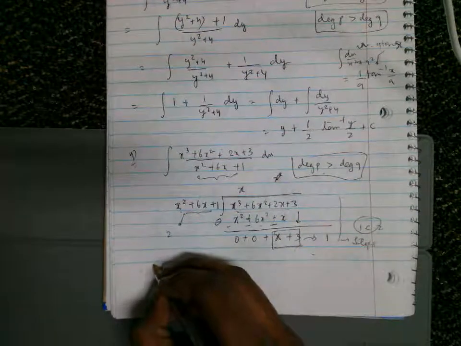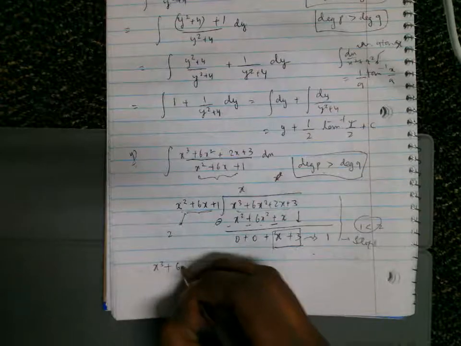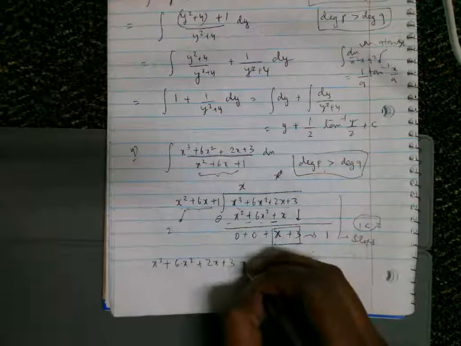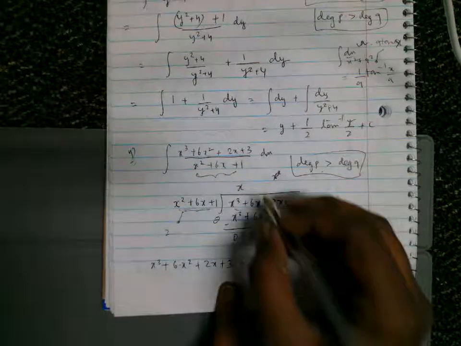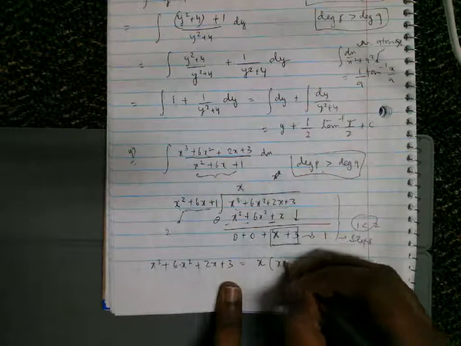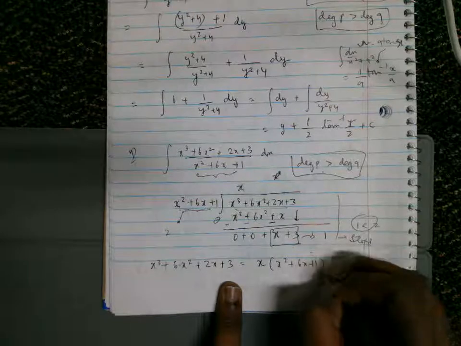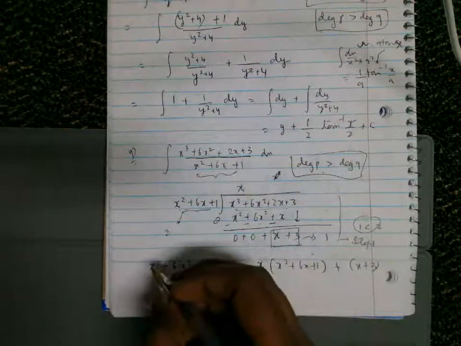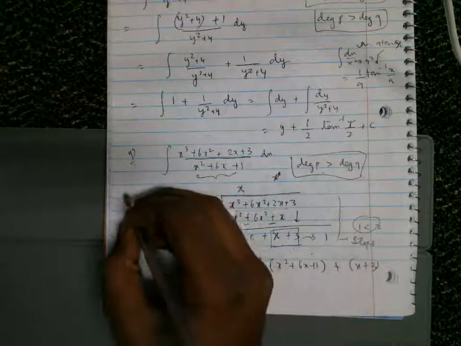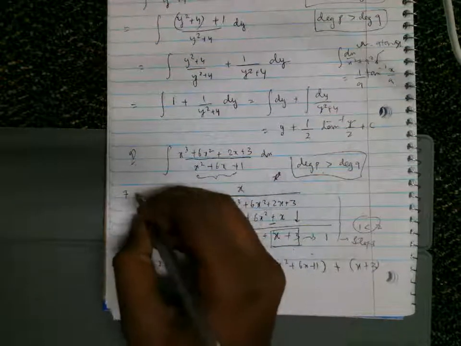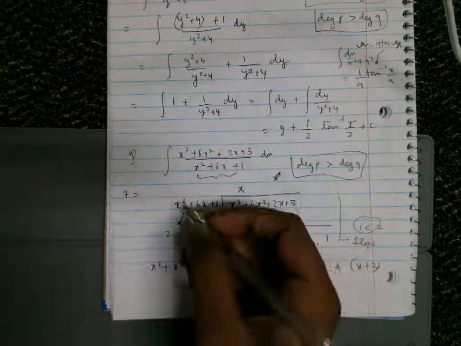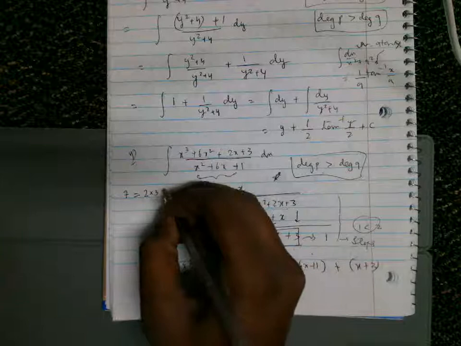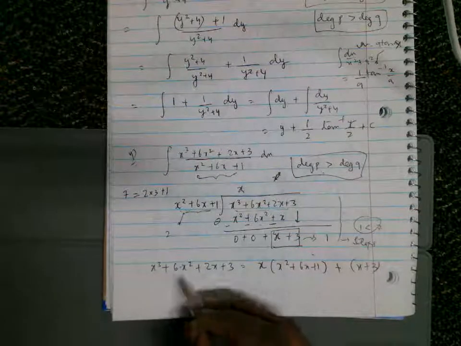So that means x cube plus 6x square plus 2x plus 3 can be written as x times the divisor, which is x square plus 6x plus 1, plus x plus 3. This is much like the Euclidean lemma. For example, if you want to divide 7 by 2, you will never be able to divide it exactly. So instead, you will write this down as 2 times 3 plus 1. That is what is happening here.